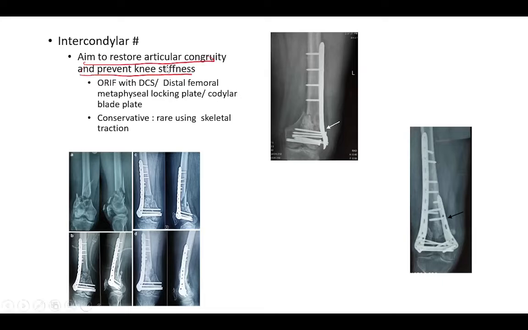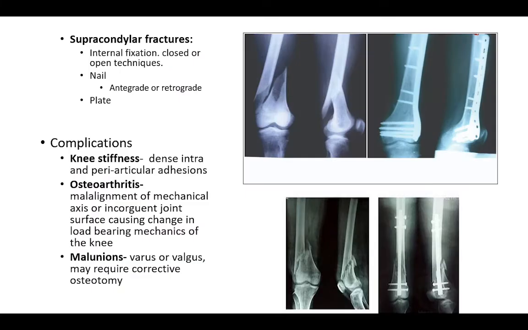This can be done by open reduction internal fixation using a plate, either a distal femoral metaphyseal locking plate, which you can see here, or a dynamic condylar screw or a condylar blade plate. Conservative management for intercondylars is rare and can be done by skeletal traction but can often lead to malunion. For supracondylar fractures, either a nail or a plate may be used. This is again an example of a supracondylar fracture in which a plate has been used for fixation.